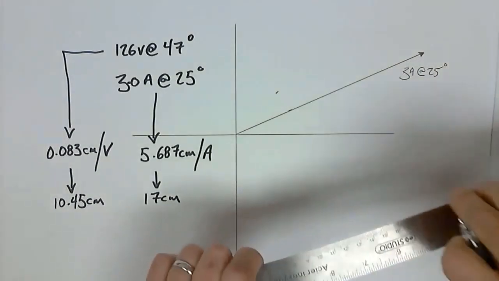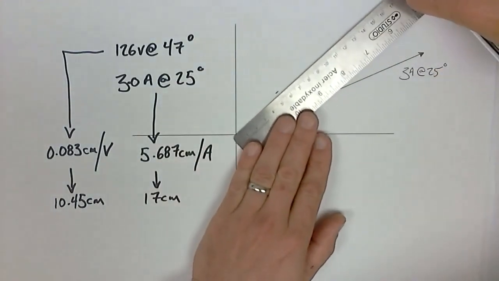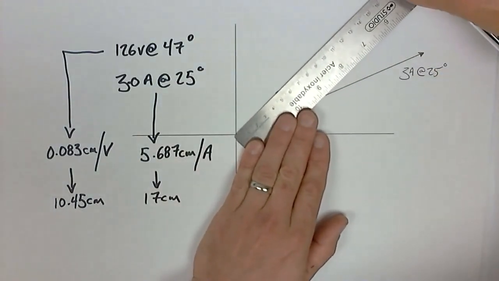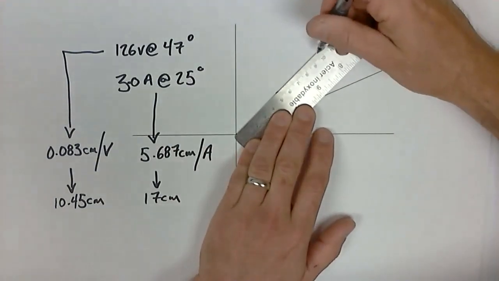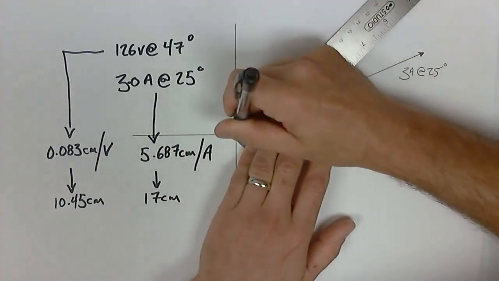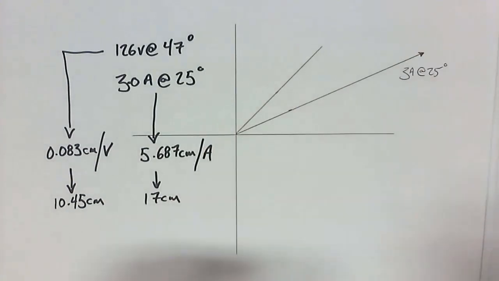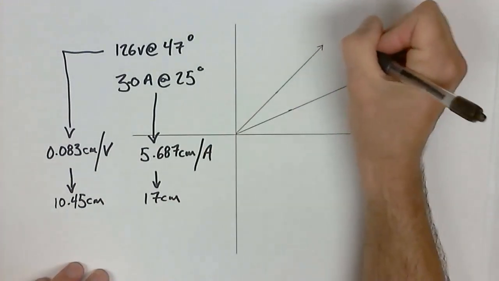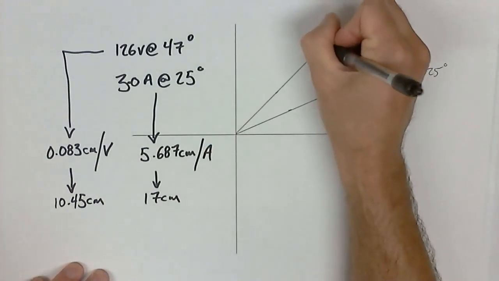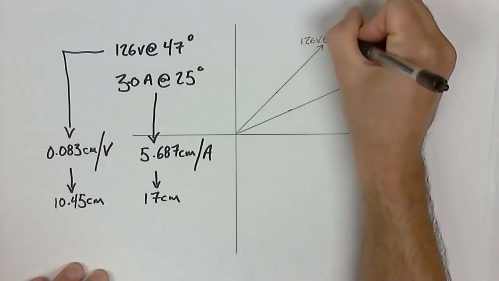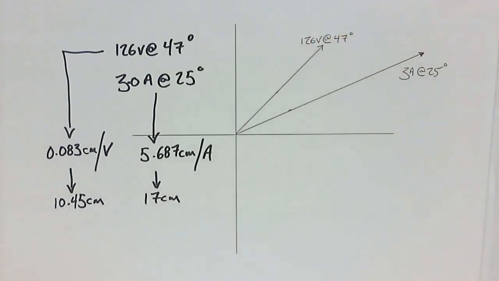And then the second one is 10.45. So 10.45, let's see, there we go. That is my voltage phasor, and that is 126 volts at 47 degrees.